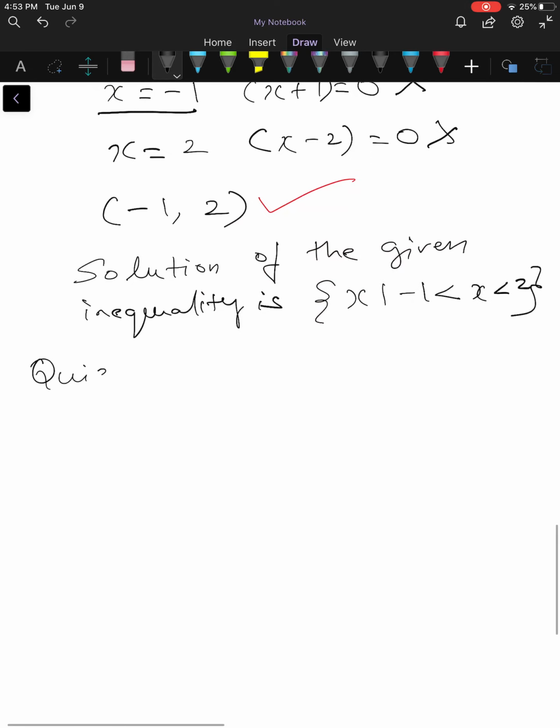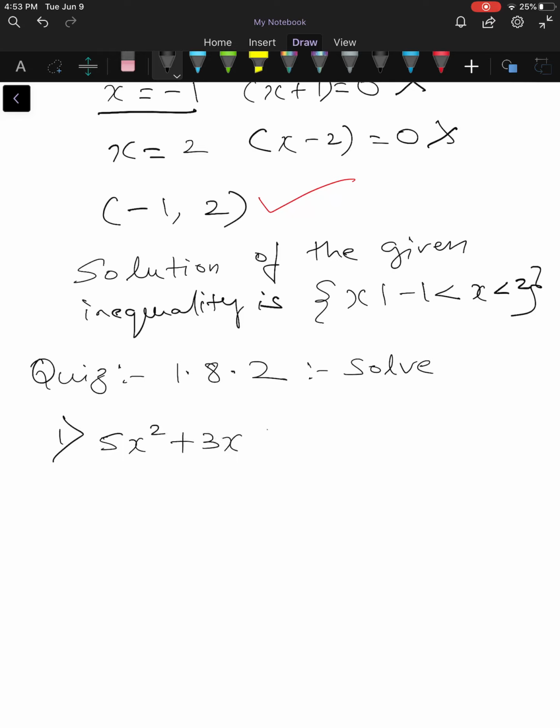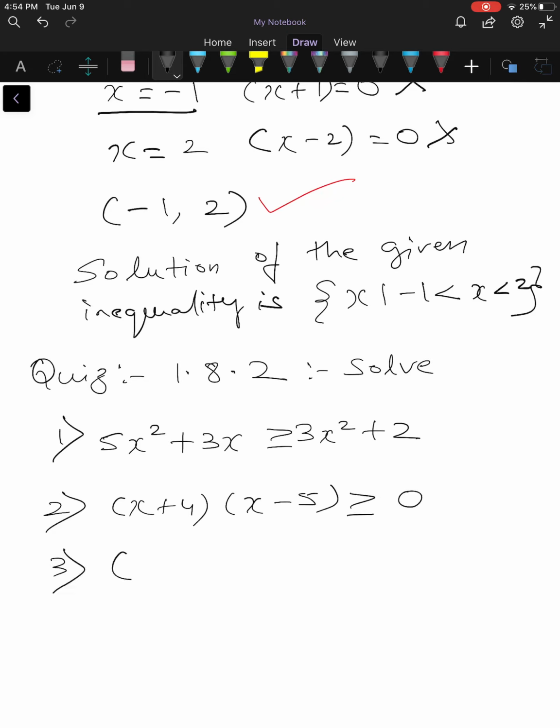Here is your quiz. We are still in section 1.8, so it is 1.8.2. Solve 5x square plus 3x greater than or equal to 3x square plus 2. You should use the steps to solve it. Then: x plus 4 times x minus 5 greater than or equal to 0. And: 2 minus 3x times x is less than or equal to 0.